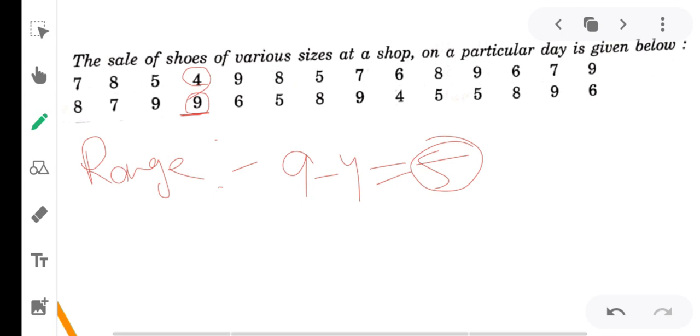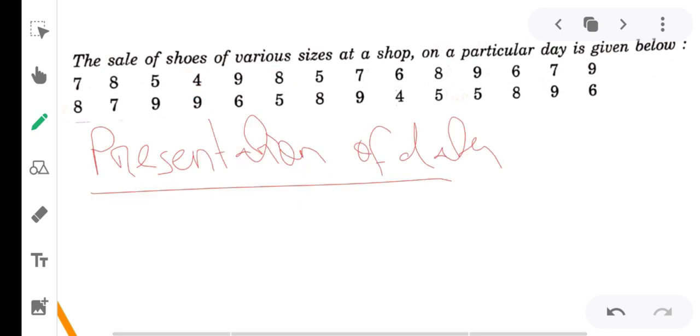Then, presentation of data. If we put the data in condensed form, for example, if we represent the data in a tabular form, that is known as the presentation of data. Then frequency. Frequency means the number of times an observation occurs. That is known as frequency.